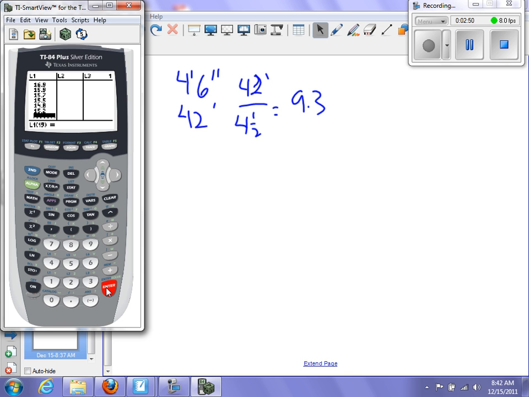So I'm going to go second stat plot. And I have a couple plots on because I was messing with it earlier, and I don't want to get dimension errors, so I'm going to clear out all my plots. So I'm going to push 4, which says plots off, and I'm going to push enter, and it's done.